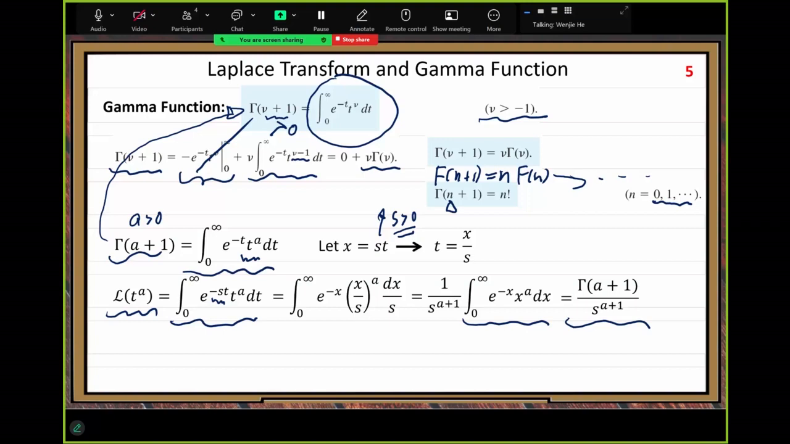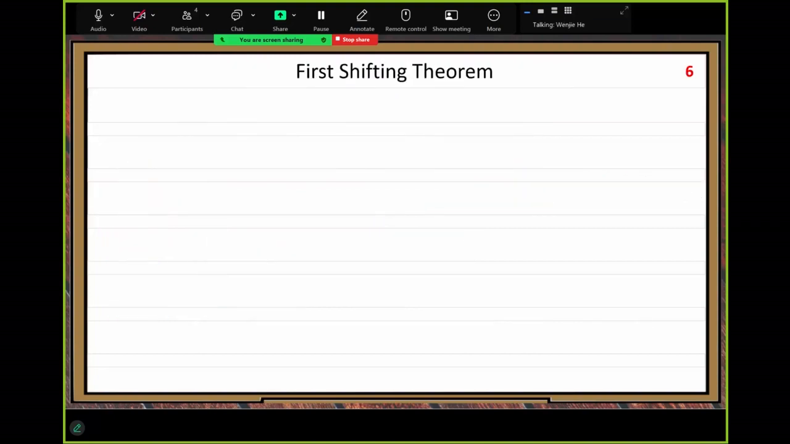So now, next we need to look at one important theorem called the first shifting theorem. It's very simple, but in our calculations, we need to use this theorem quite a lot. Many places we need to apply this theorem. So let's study this theorem first.